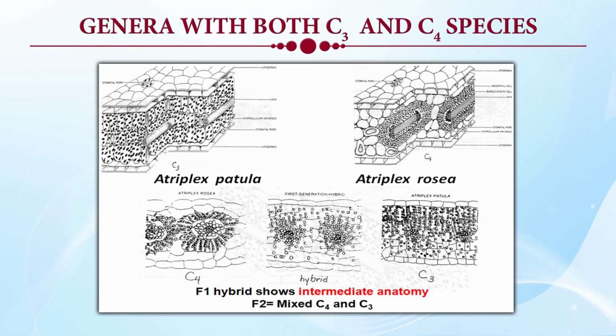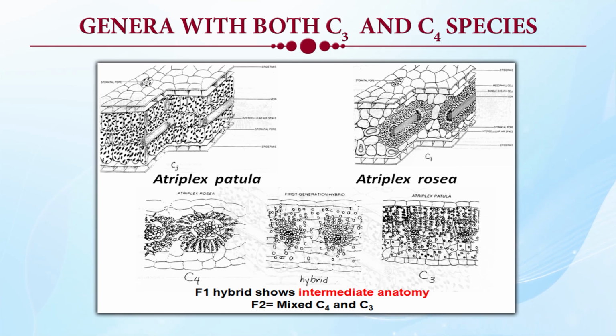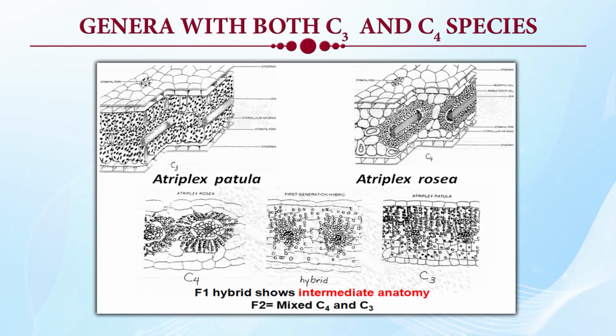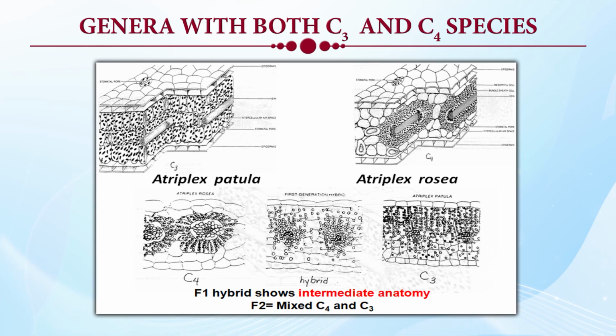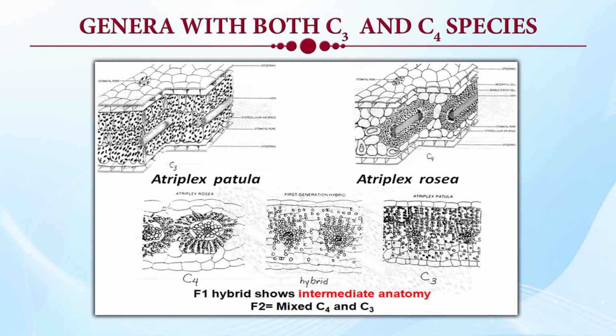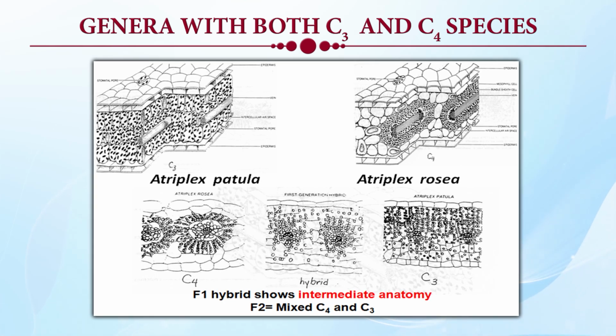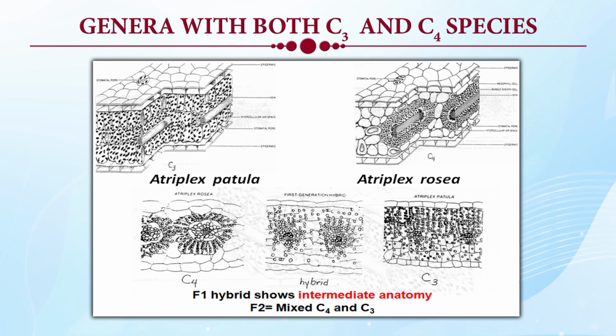Now, even a hybrid was made between the C3 and the C4 plants, and the hybrid in fact showed intermediate anatomy, and in the F2 generation it showed mixed C4 and C3. Now, we are not employing Mendelian principles here. The basic idea is evolutionary.